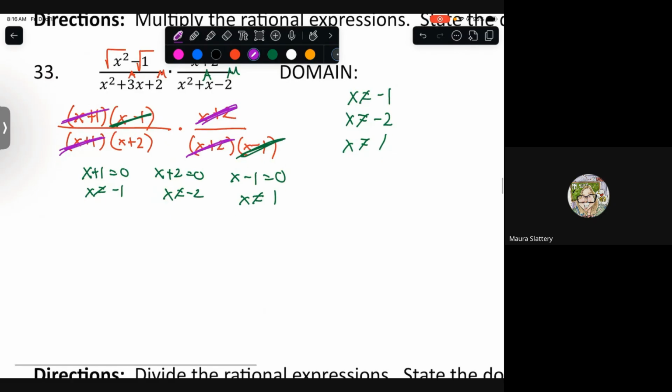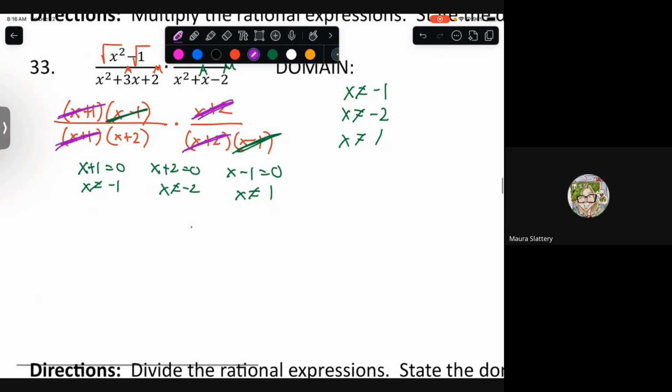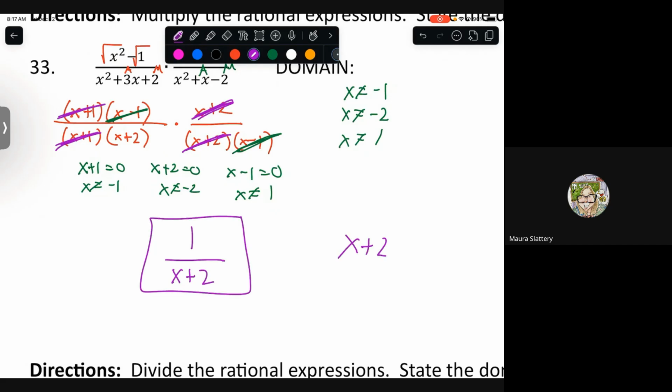Now, as you can see, everything in the numerator went away. When there's nothing left in the numerator, we have to put a 1 there, because we have to show that this x plus 2 is in the denominator. And if we don't put a 1 there and just put x plus 2, it looks like it's in the numerator, which is wrong. All right. So that is our answer there.